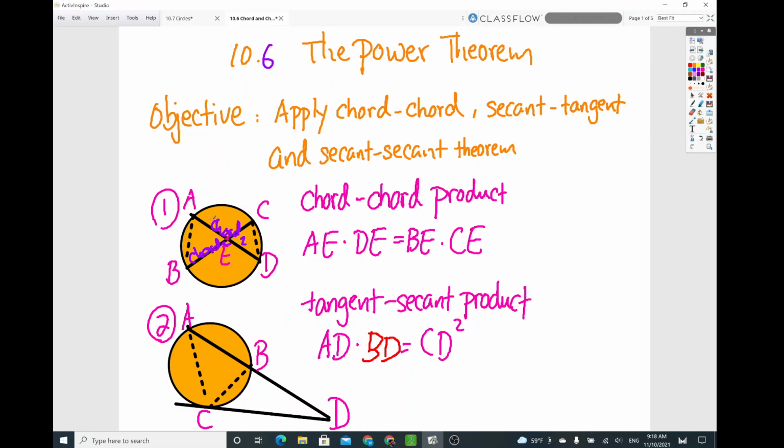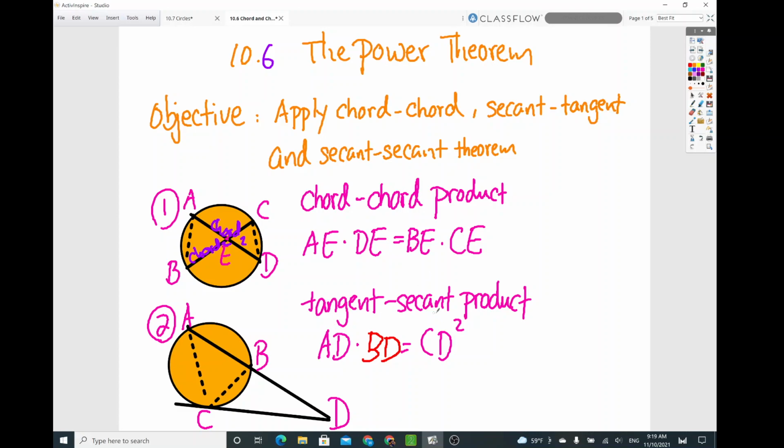AE is the major segment of chord 1, and the other one is the minor segment of chord 1. So the major segment of chord 1 times the minor segment of chord 1 equals the product of the major segment of chord 2 times the minor segment of chord 2. That's another way you can label it.